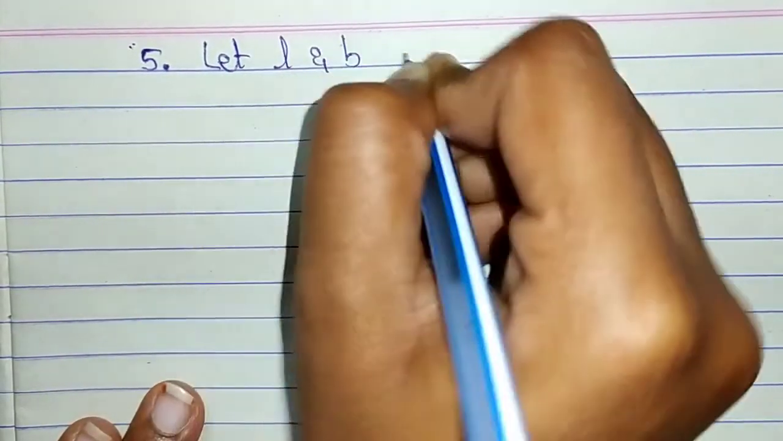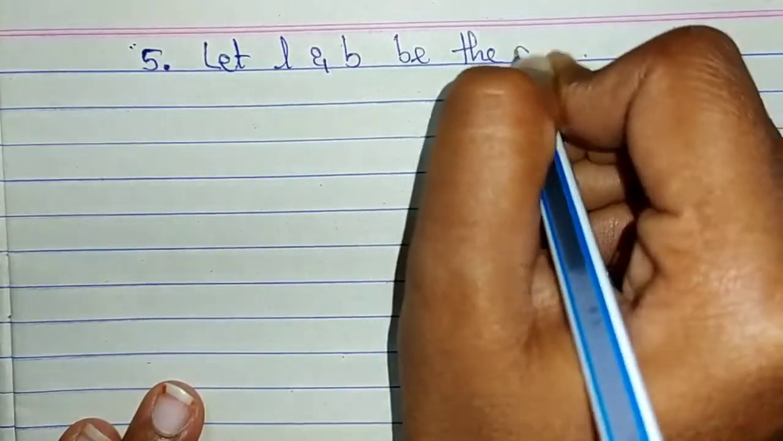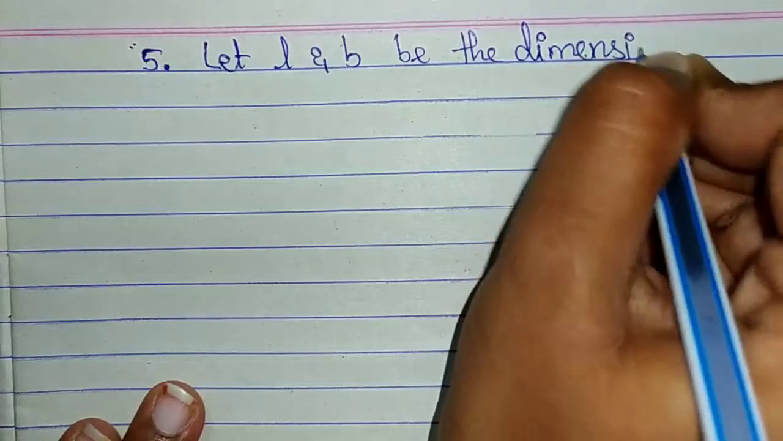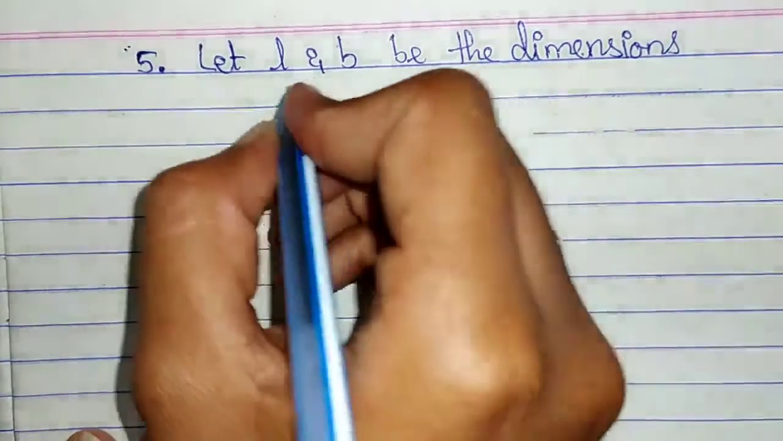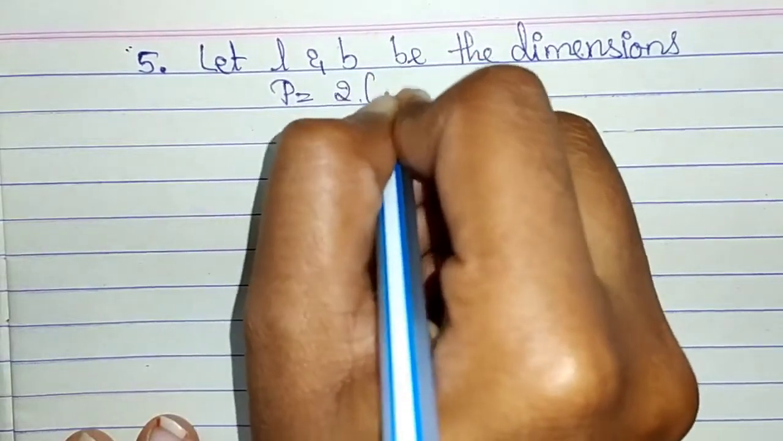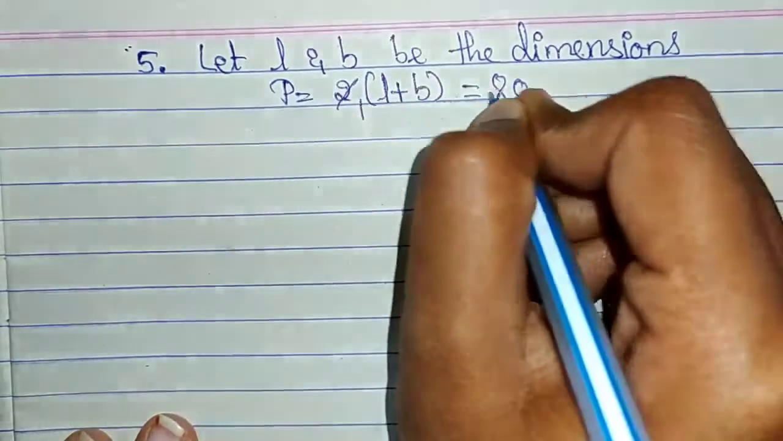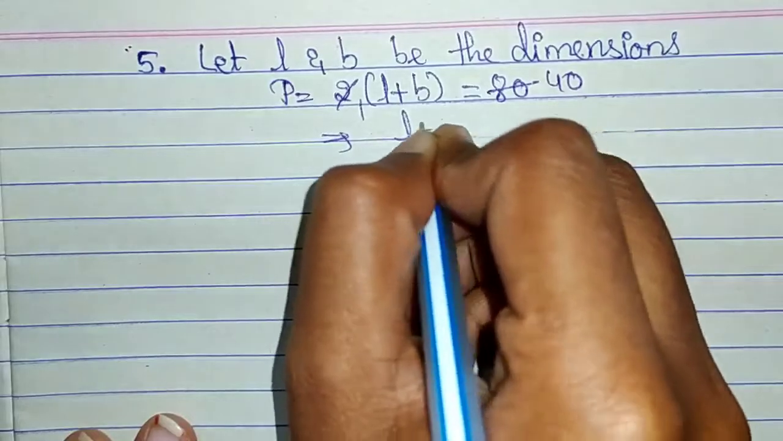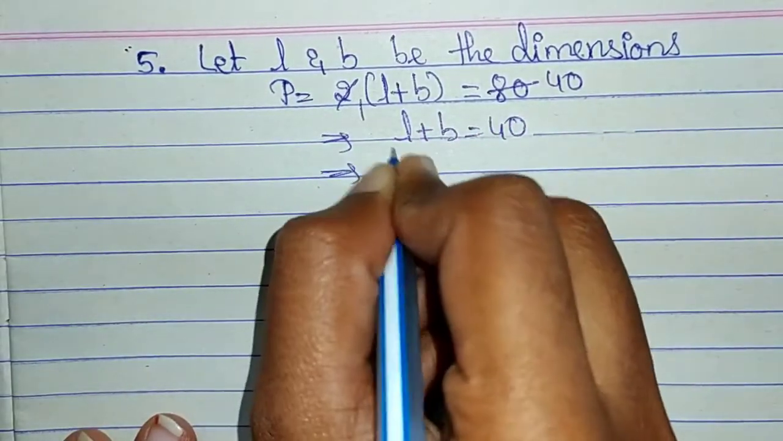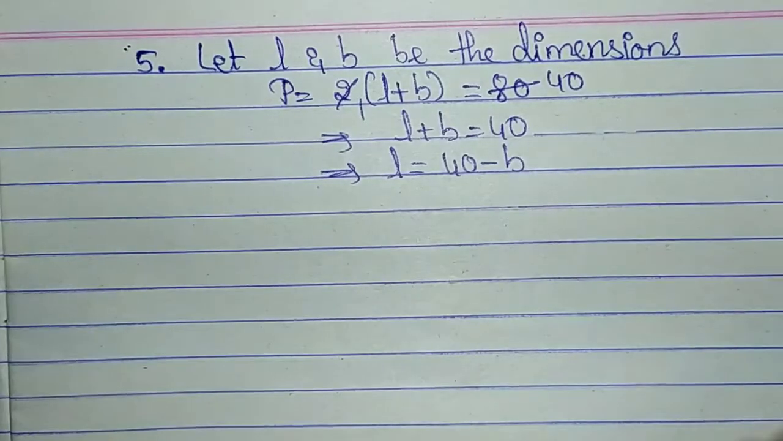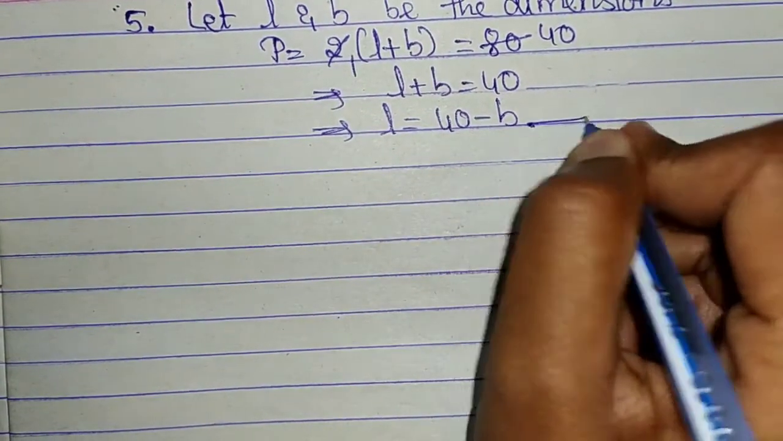Is it possible to design a rectangular park of perimeter 80 meters and area 400 meter square? If so, find its length and breadth. Let L and B be the dimensions of the park, that is length and breadth. Then perimeter is equal to 2 times (length plus breadth), which is equal to 80 meters. This implies length plus breadth is equal to 40. So length is equal to 40 minus breadth. Name this as the first equation.